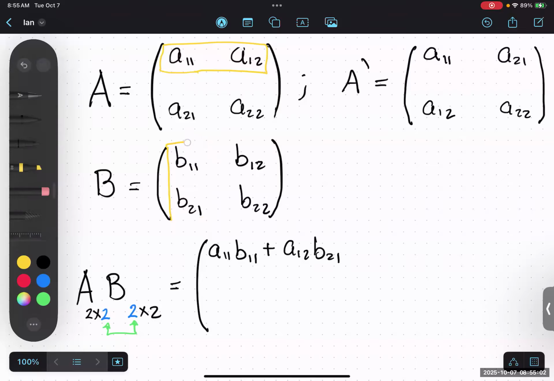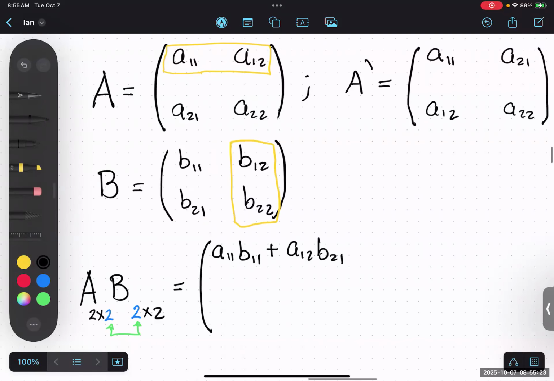Now, you may guess that clearly for the next element, first row, second column, we're going to do something similar. First row of matrix A and second column of matrix B. It's exactly in a very specific order. So the first element is A11 times B12 plus A12 times B22.